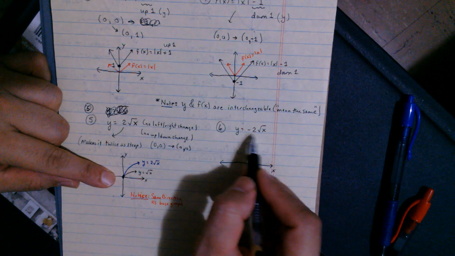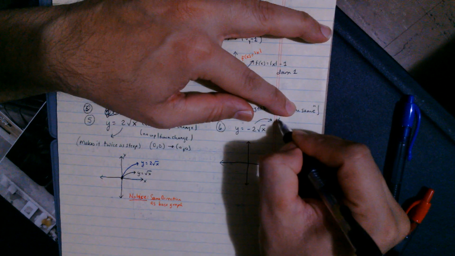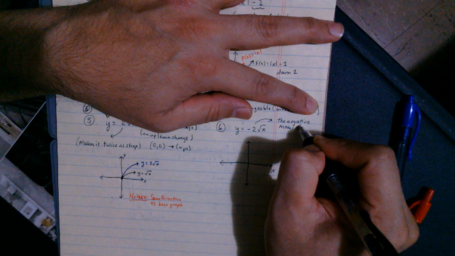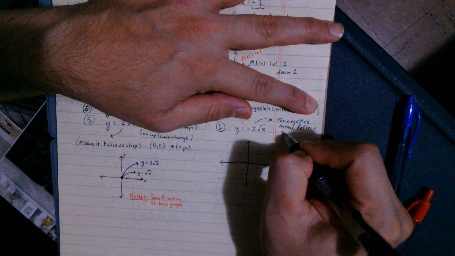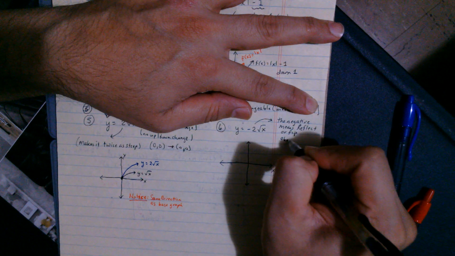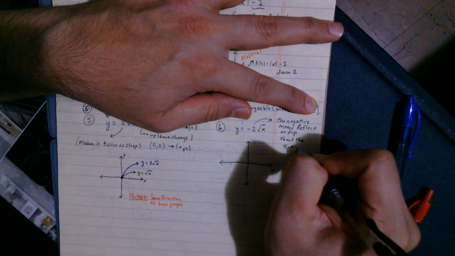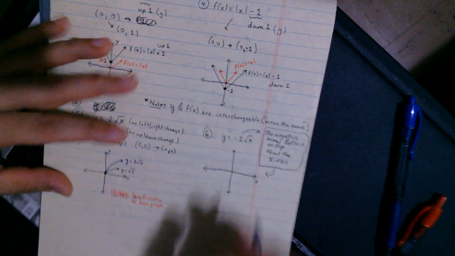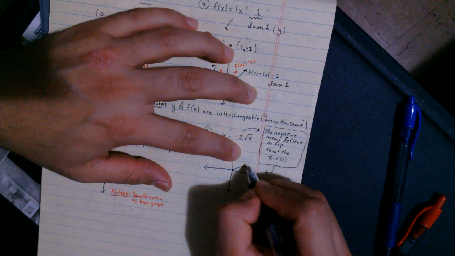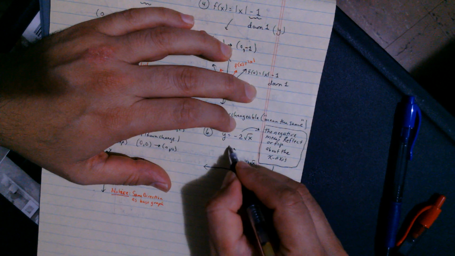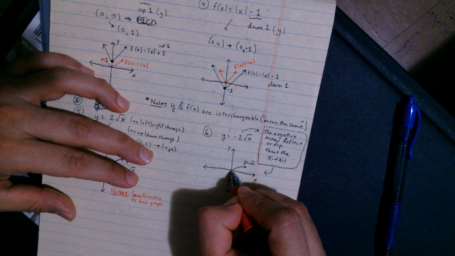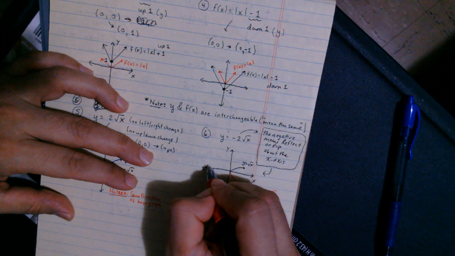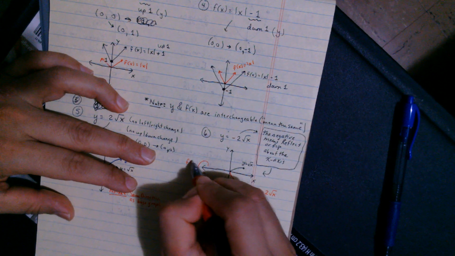So essentially, this negative means reflect or flip about the x-axis. So let me show you what that means. So where, again, this is y equals the square root of x. This would be y equals negative 2 square root of x. So this is your flip, so to speak.